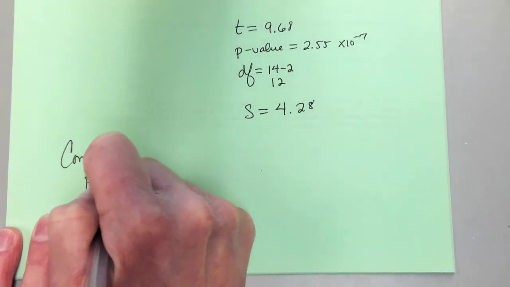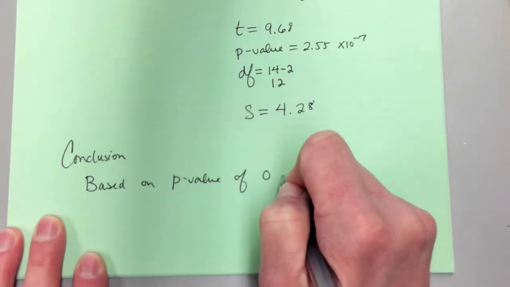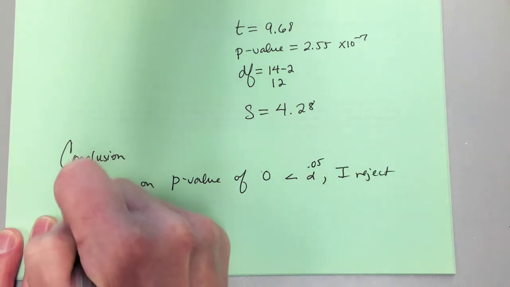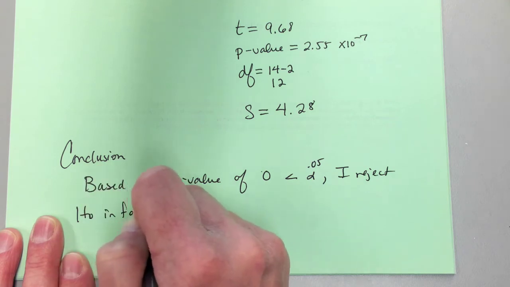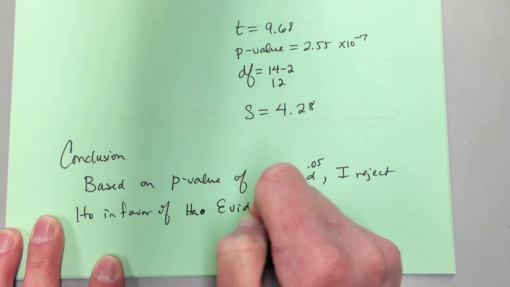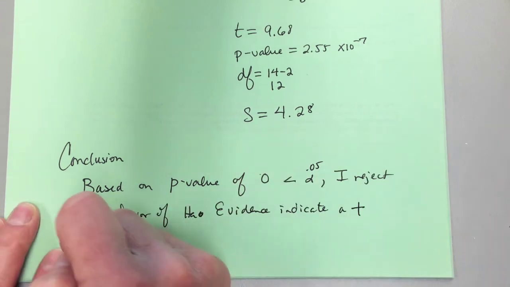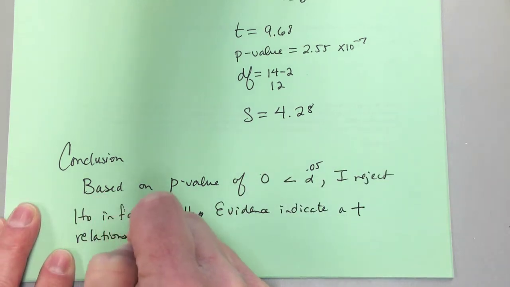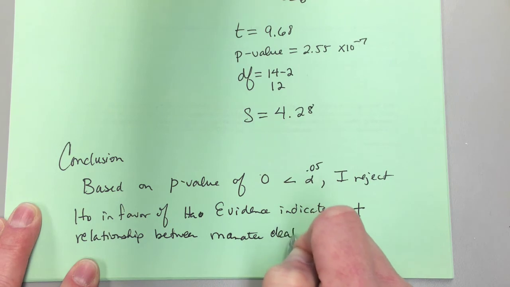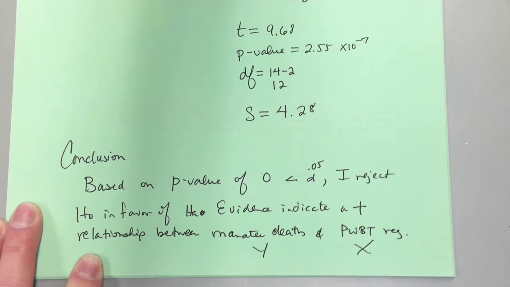You're familiar with this. Based on a p-value of 0, which is less than our alpha value of 0.05, I reject H naught in favor of HA. Evidence indicates a positive relationship between manatee deaths, remember that's your Y, and powerboat registrations, X.